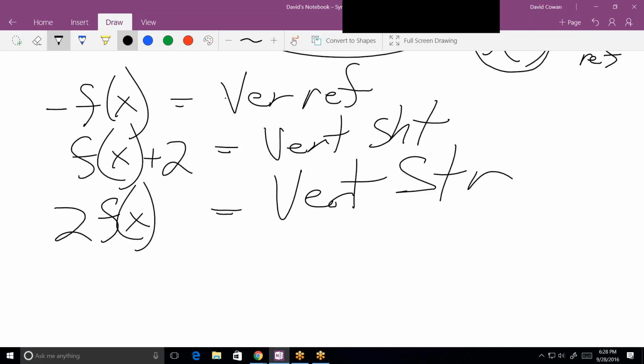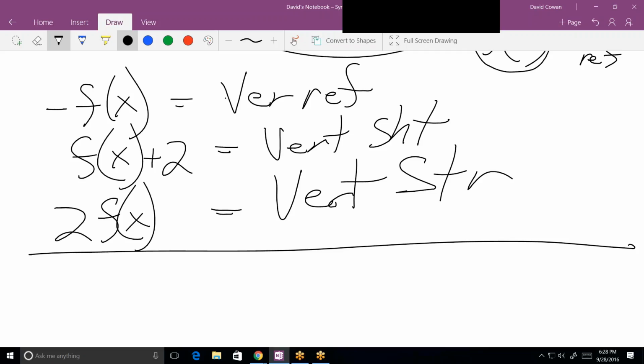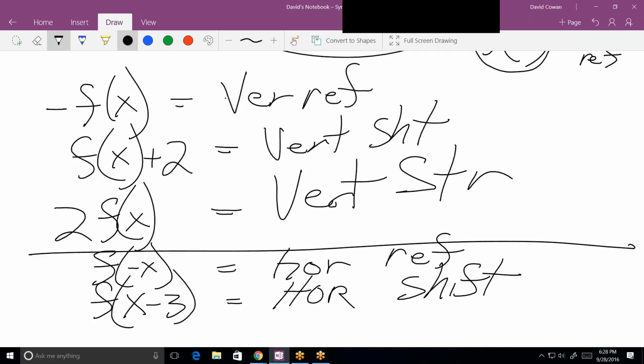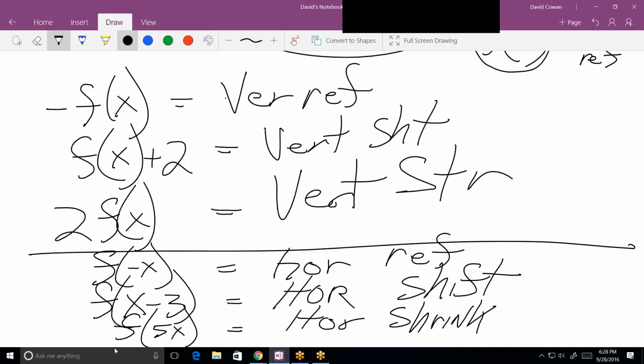Now, let's talk about inside the function. These are all horizontal. If I'm inside the function, that's a horizontal reflection. If I am inside the function, that's a horizontal shift. And if I'm inside the function, horizontal stretch, or in this case, horizontal shrink, because the number is greater than 1. If the number, not just less than 1, if it was between 0 and 1.